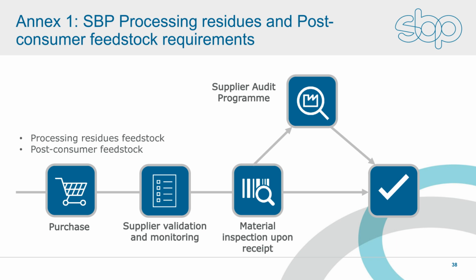Second, inspection and categorization on receipt. When the feedstock arrives, the organization visually inspects it and confirms its categorization, either as processing residues or as post-consumer feedstock. Documentary evidence of the delivery and inspection must be retained. Where evidence at the point of receipt is inadequate, the supplier has to be added to the supplier audit program and conformance confirmed before the feedstock is used.